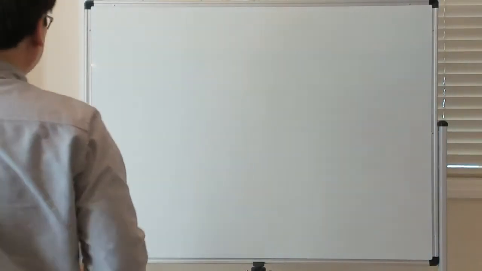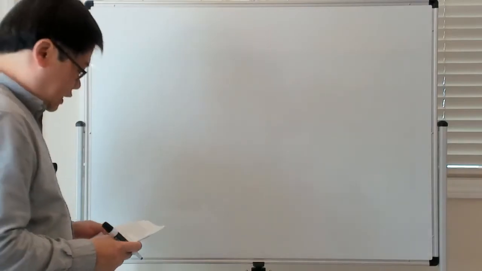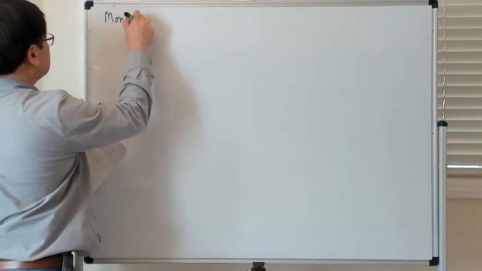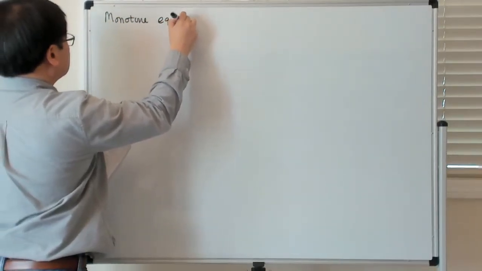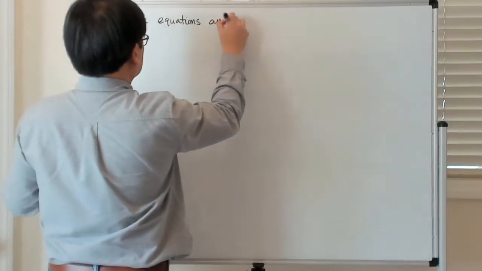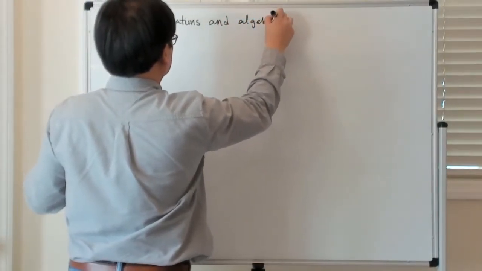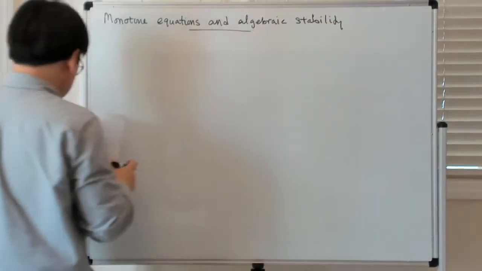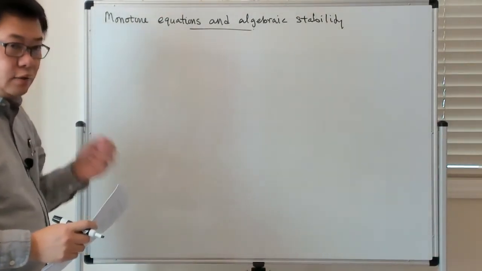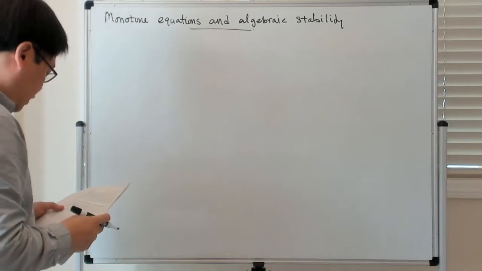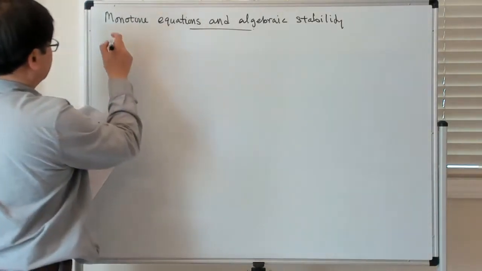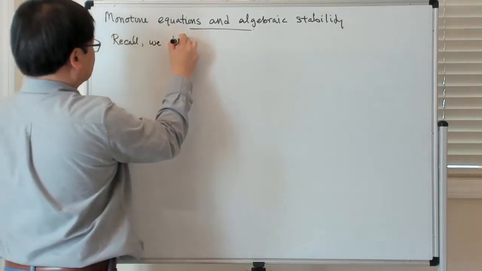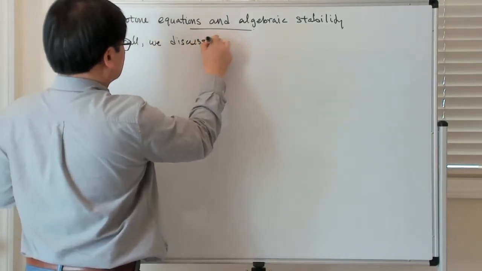All right, so now we're going to look at what are called monotone equations and the idea of algebraic stability. So we had seen previously this idea of A-stability, right? So recall we discussed A-stable methods.